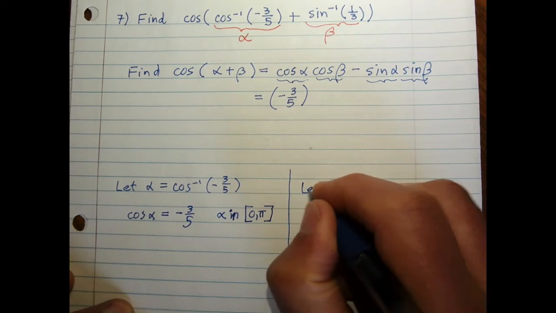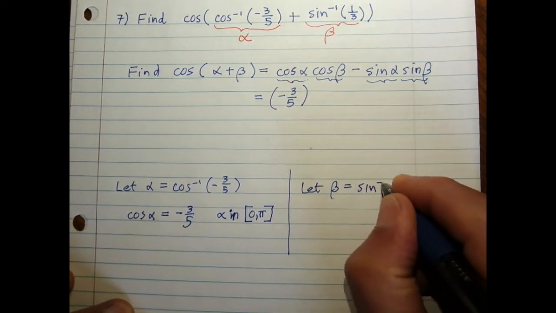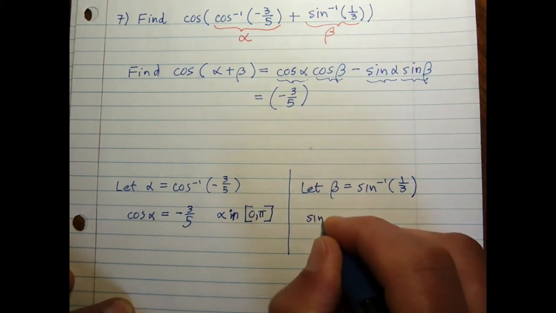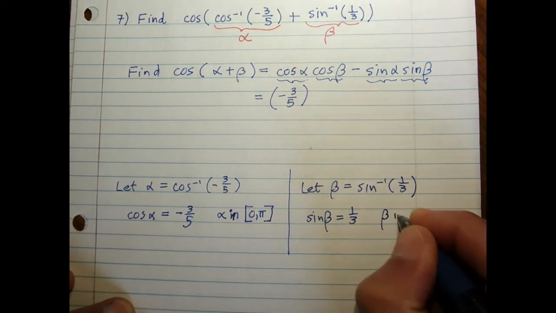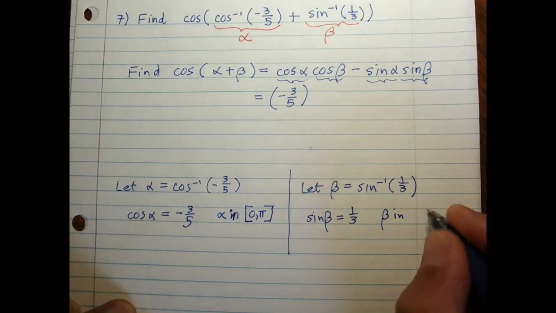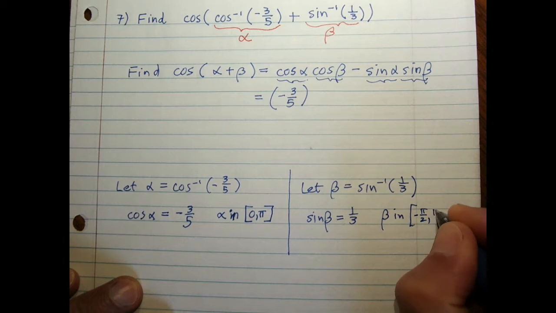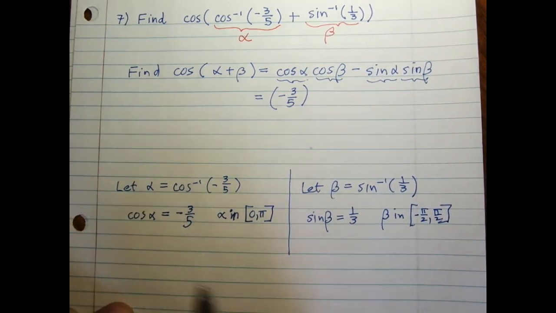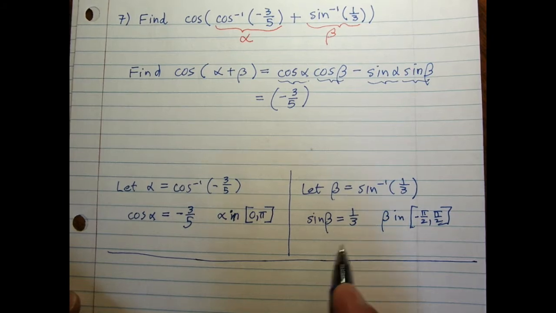We're also going to let beta be equal to sine inverse of 1/3. So that means that sine beta is 1/3, and beta's in a different interval, right? With inverse sine, we use the negative pi over 2 to pi over 2 interval. And so that also gives me one of these values that I need, sine beta up above.